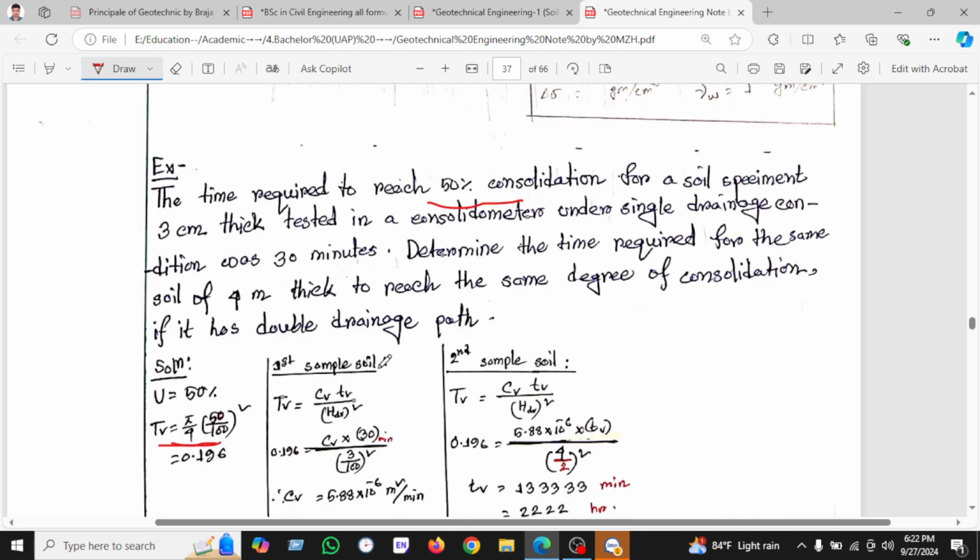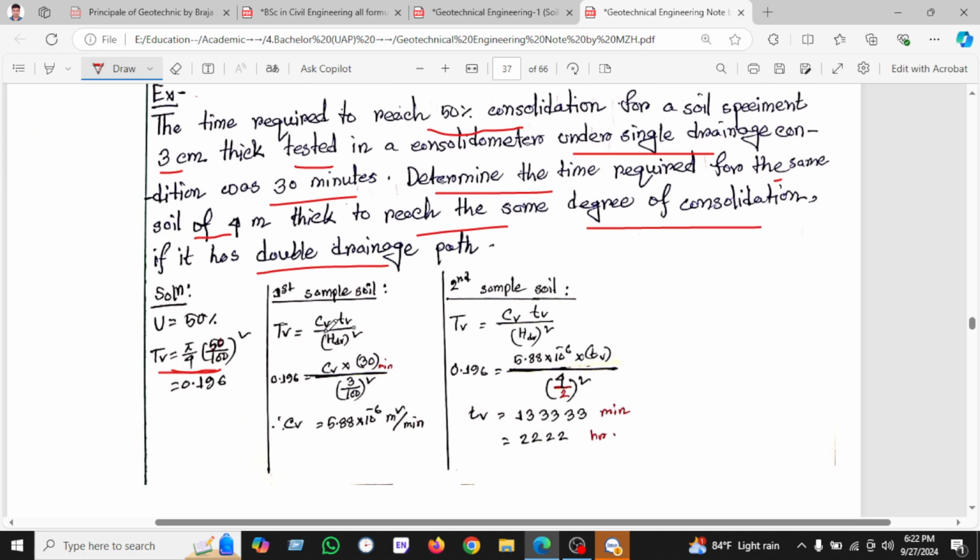The soil specimen is 3 centimeter thick and was tested under single drainage condition for 30 minutes. Determine the time required for the same soil, with double the thickness, to reach the same degree of saturation. For the first sample we use the formula of TB and find CB here, and for the second sample we use the same formula and find TB equal to 2 hour or 333 minute.